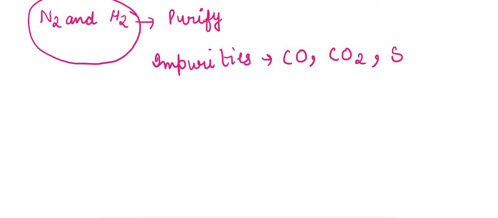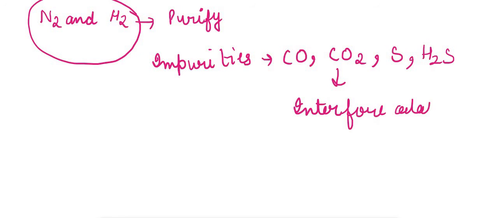These substances, H2S, CO2, sulfur and CO, are poisoning the catalyst. They are interfering with our catalyst, and if they interfere with the catalyst, it means they decrease the rate of the reaction. The formation of ammonia will decrease. Hence it is very essential to remove such impurities from the chamber.